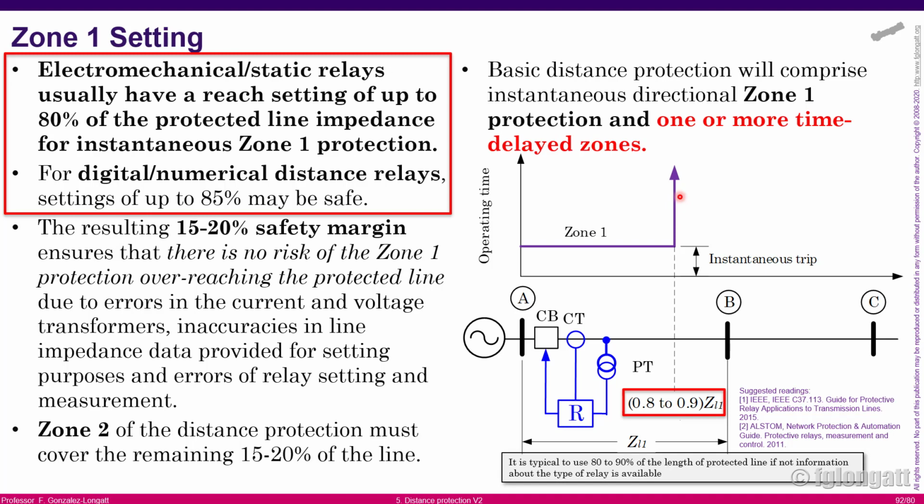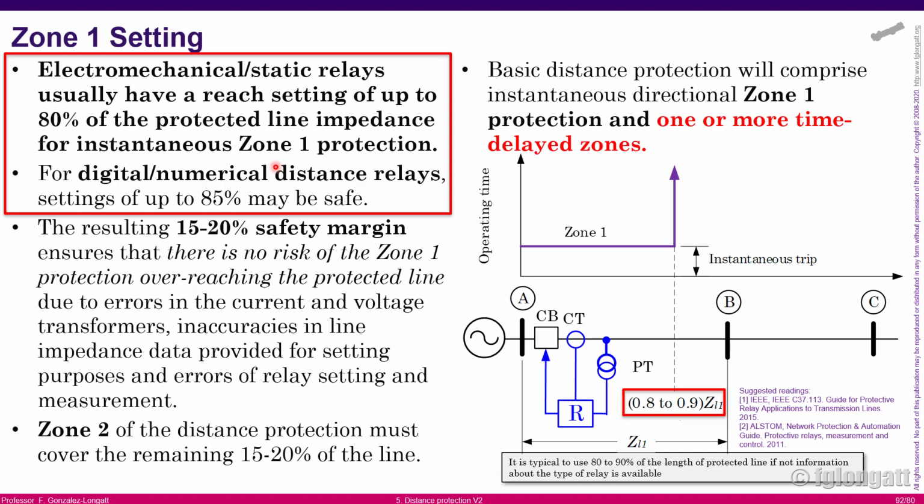Okay, for some historical and technical reasons, when we started to use electromechanical relays, we used a setting that is typically 80% of the protected line impedance. That means if the total impedance is Z L1, the relay should be set to 0.8 Z L1. That will be the reach. What I'm trying to say is that we are reaching 80% of the transmission line. However, if we are using numerical distance relays, they have the possibility to be more sensitive, and we can define the reach up to 85% or even 90%.